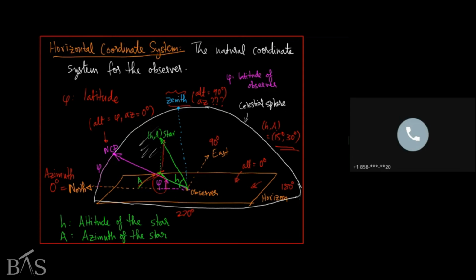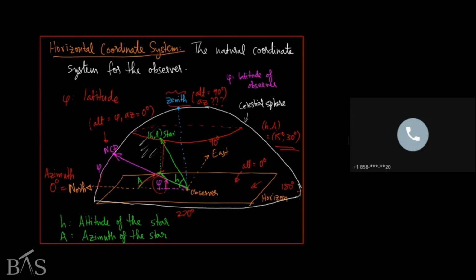Here, the circles of fixed altitude are not great circles because this is the circle of fixed altitude of, let's say, 60 degrees or whatever, right? This is the circle of fixed altitude. That's not a great circle. Whereas circles of fixed azimuth are great circles. Okay, what is the circle of fixed azimuth here? It's, for example, this circle that I've drawn that goes from north all the way to south horizon, right?